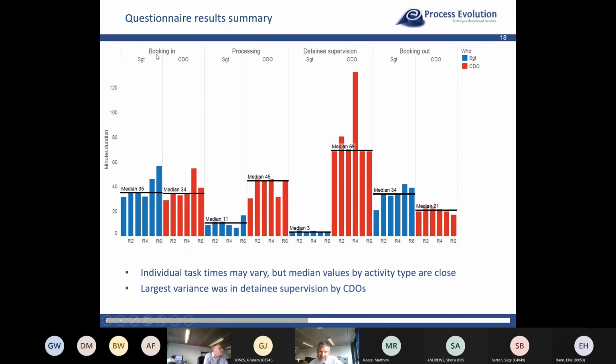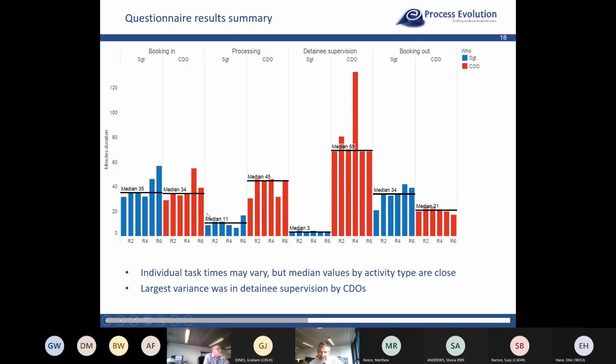So where we've looked at booking in, the sergeant time median is about 35 minutes. So the 19 booking in tasks break down to about a 35-minute median. There's not a lot of variance here in estimation. The CDO tasks is about 34 minutes. So again, if 2 or 3 of you were to do the same project, it would be very interesting to see how your similar tasks vary in time between the sergeants and the CDOs.